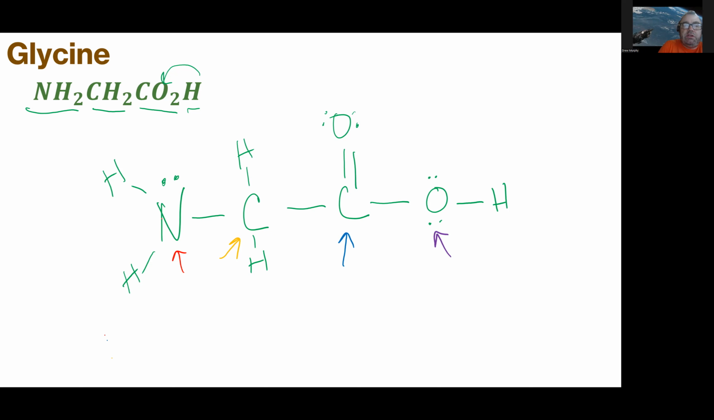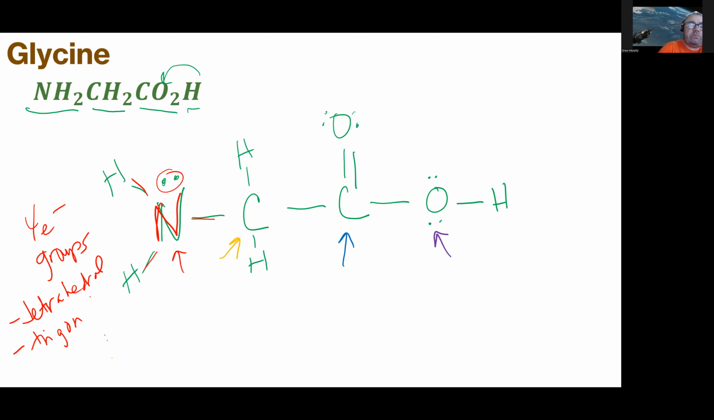So our nitrogen has 4 electron groups, right? 3 bonds and a lone pair. So this means our geometry is tetrahedral because there's 4 things, but it means our shape is trigonal pyramidal, or pyramidal if you want, because there's that lone pair on the top.